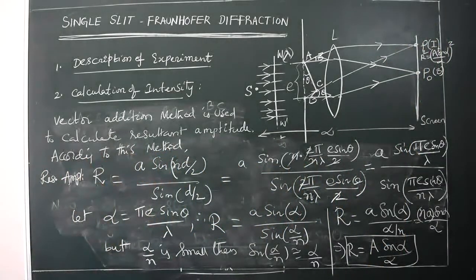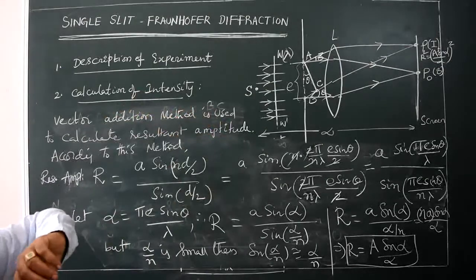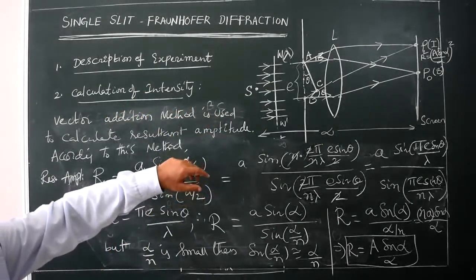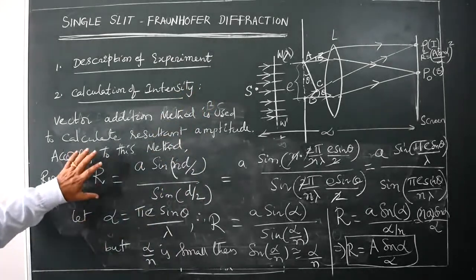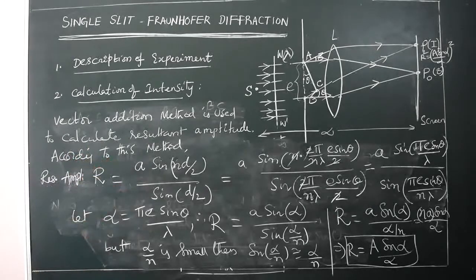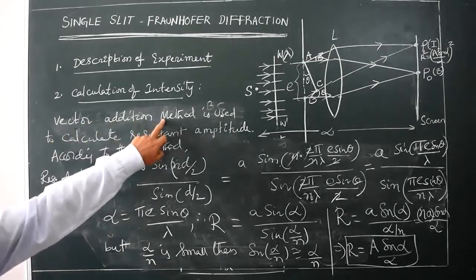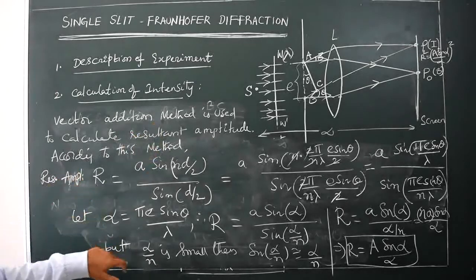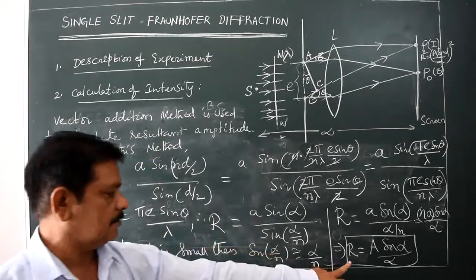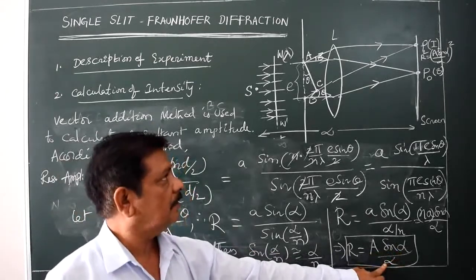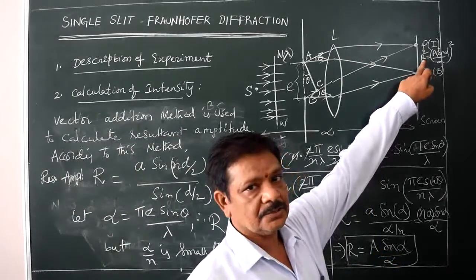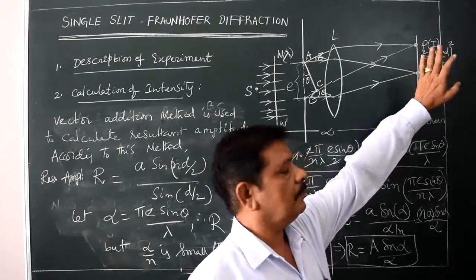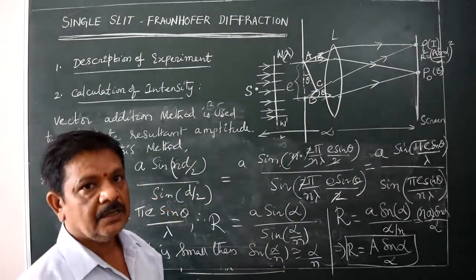So what you are getting for intensity: R square is equal to (a sin alpha by alpha) whole square. So this is the intensity calculated from the theory. What is the method you are using? The vector addition method, and you have calculated the resultant amplitude as R is equal to a sin alpha by alpha. And once you know that amplitude, you can write the intensity R square is equal to (a sin alpha by alpha) whole square.